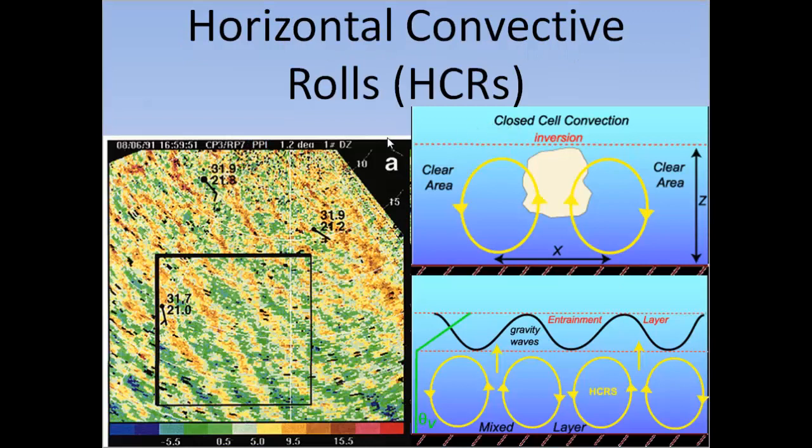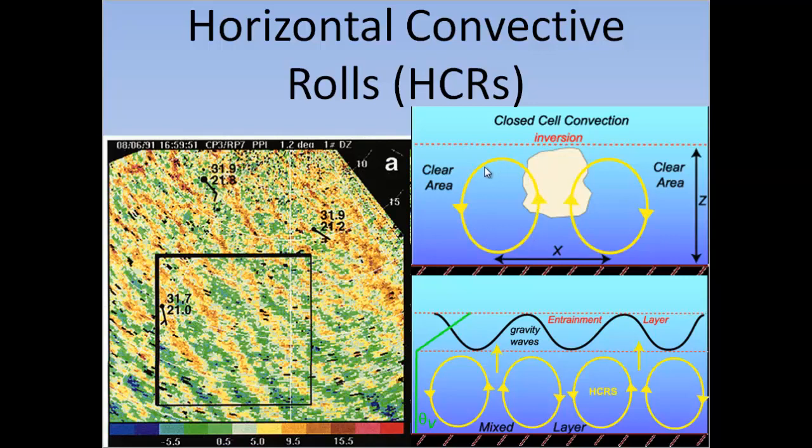Horizontal convective rolls also show up in reflectivity data. They look like sort of densely packed lines of higher reflectivity interspersed with lines of lower reflectivity. They line up along the mean wind flow. So in this case, you have a southeast wind. The horizontal convective rolls are lined up from the southeast to the northwest. And I bring this up because they can pose a threat to aviation.